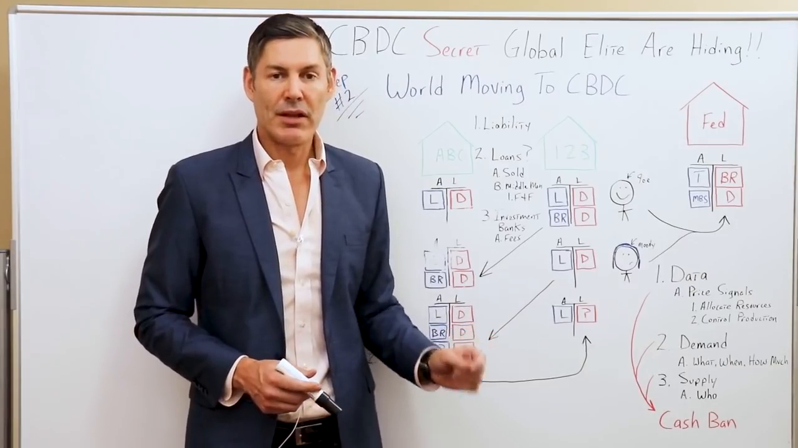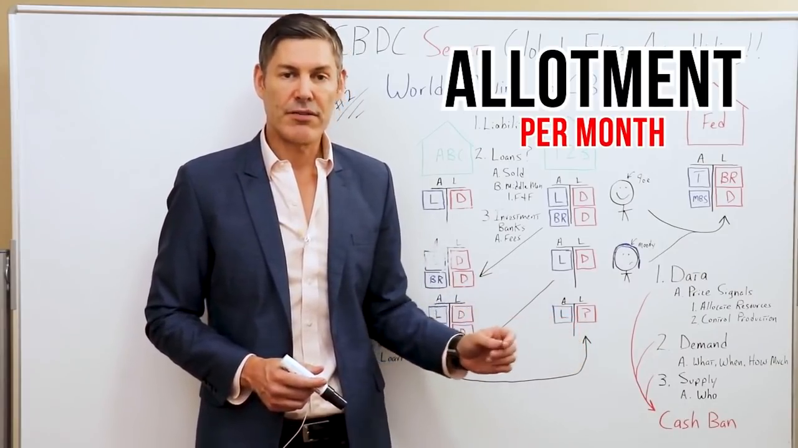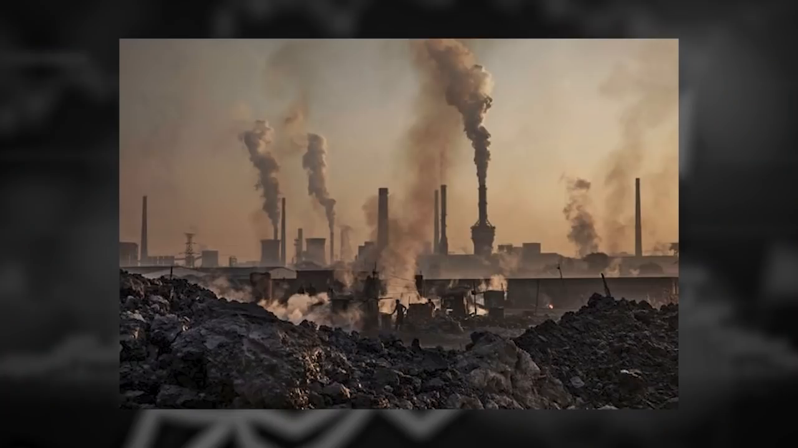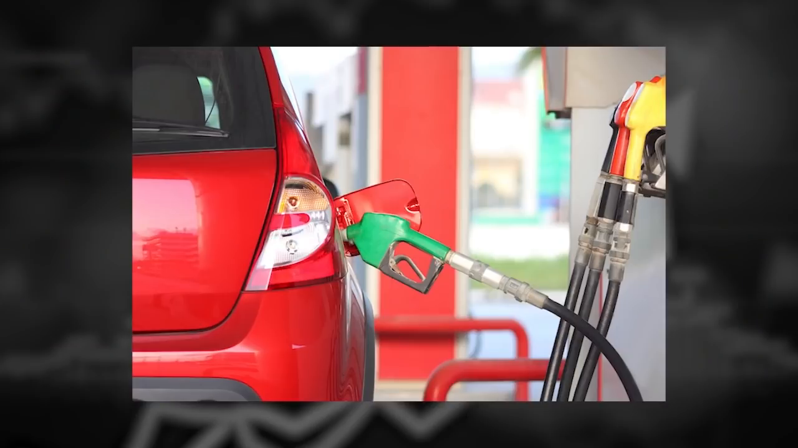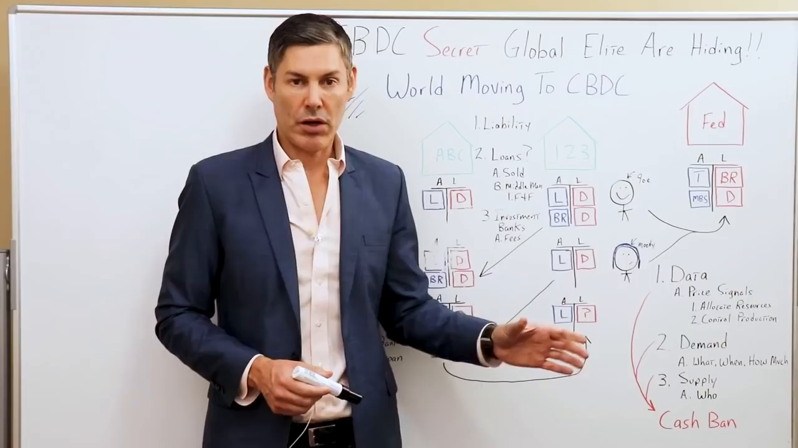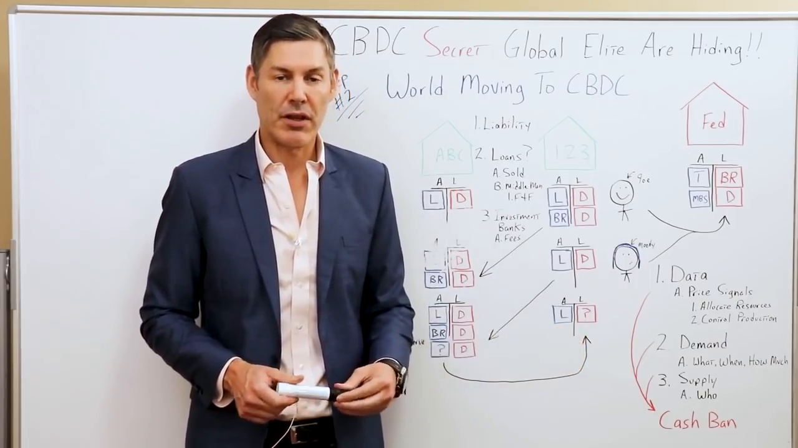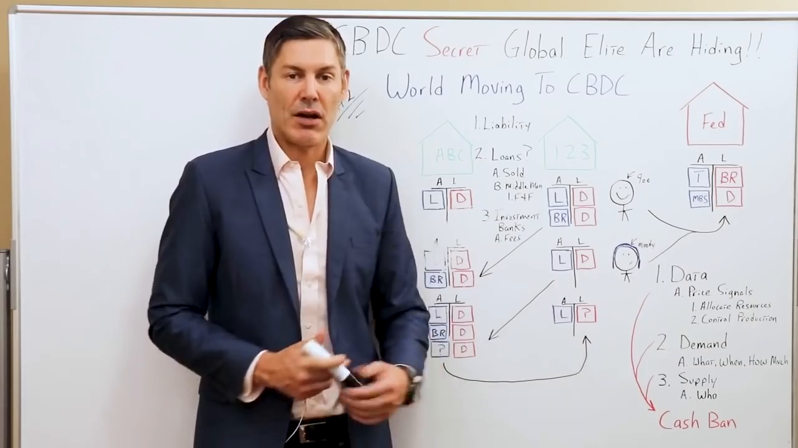As an example, let's say they give you a specific allotment per month as far as how much money you can spend on things that produce carbon emissions. So if you spend more than, let's say, $100 on gas, then when you take your Fed coins down to the local gas station, it won't work if you've reached that $100 limit for the month. You would have to go buy an electric car, or this is how they focus demand on other things.